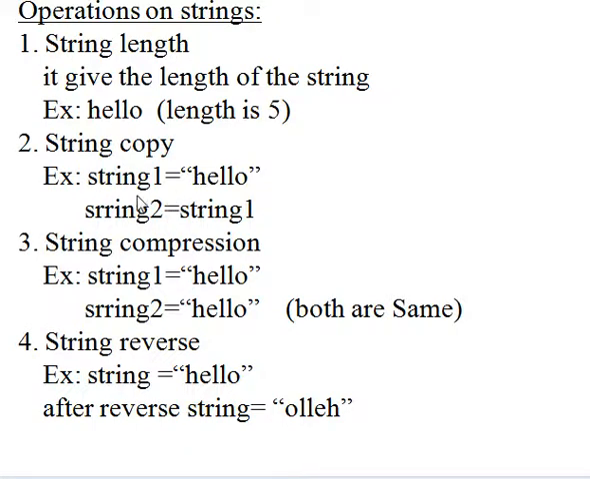String 1 is one array. In this array it has the string hello. We are copying this to string 2. For doing that, string 2 is equal to string 1. The content from string 1 will be copied to string 2. So string 1 has the word hello, and that will be copied to string 2.